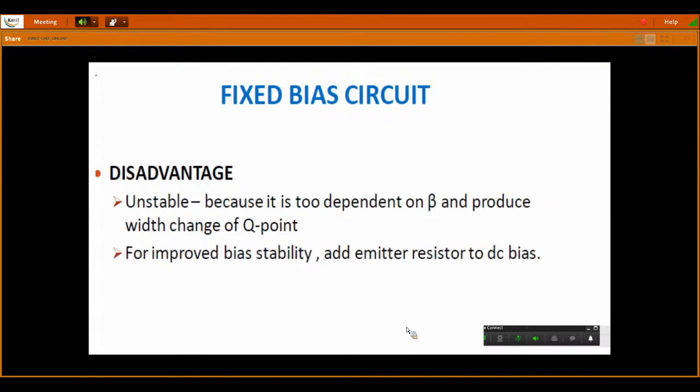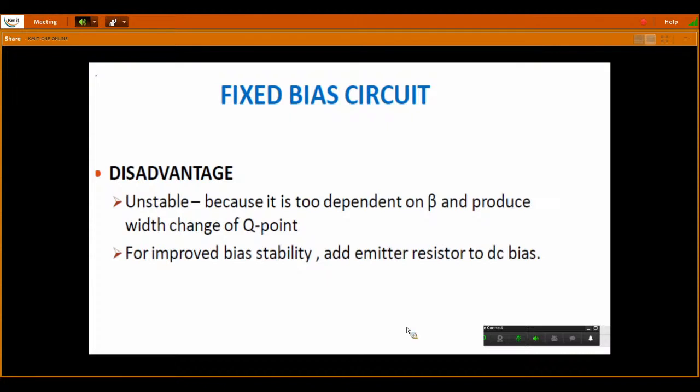Coming to the disadvantages, it is unstable because it is too dependent on your beta as well as on the base to emitter junction voltage. Improper bias stability can lead to a shift in the DC operating point. So in order to compensate the shift in the DC operating point, we have to add one resistor at the emitter.